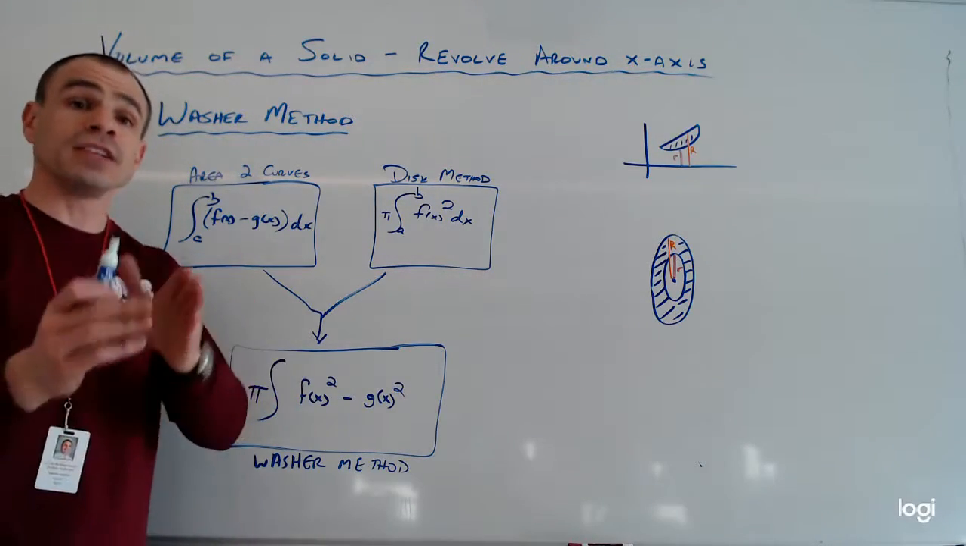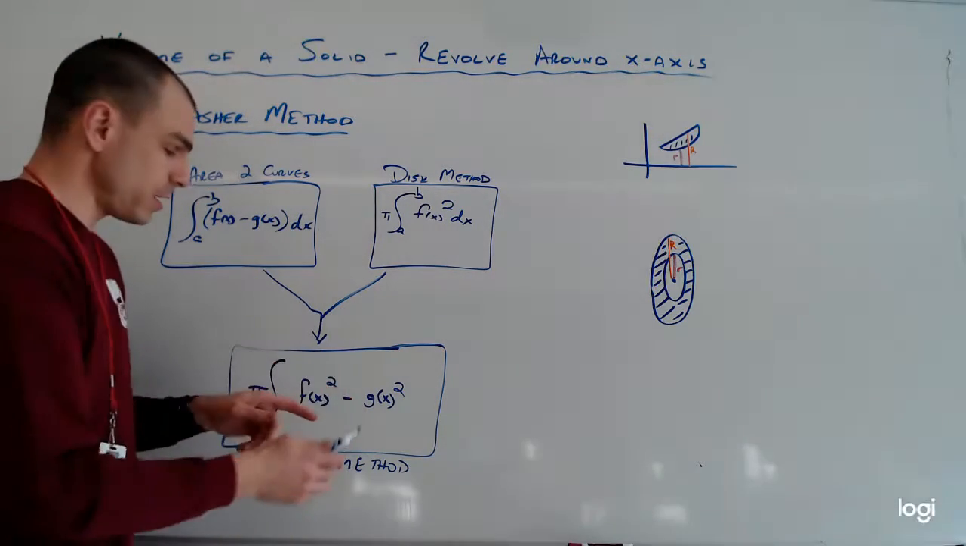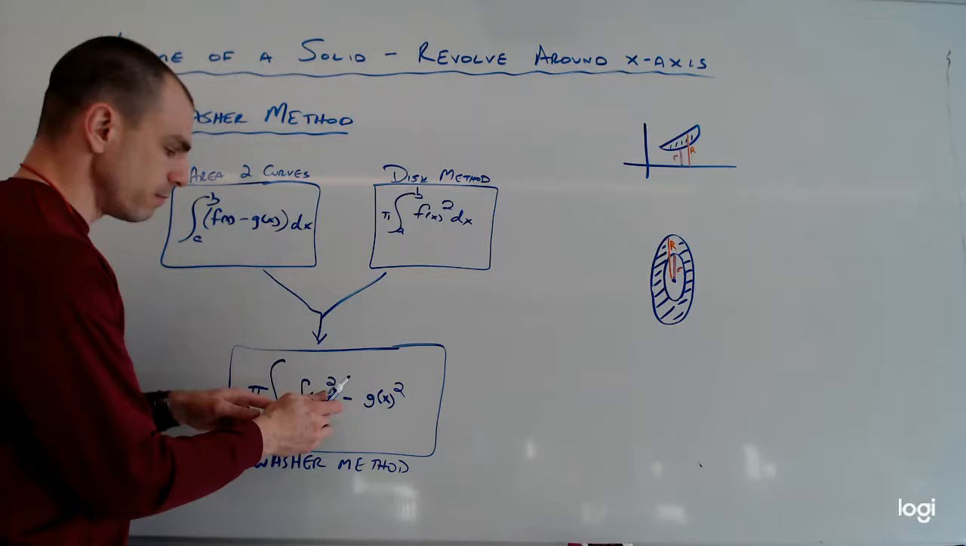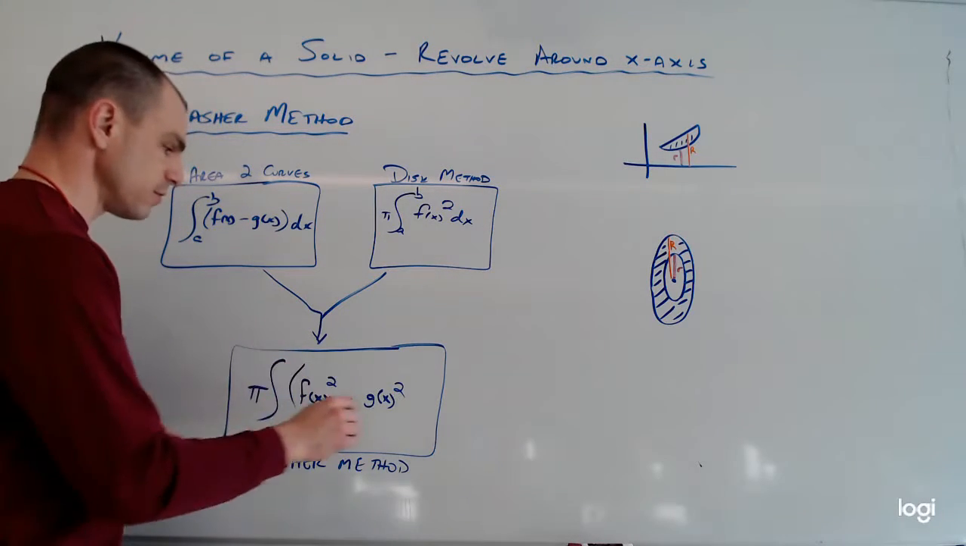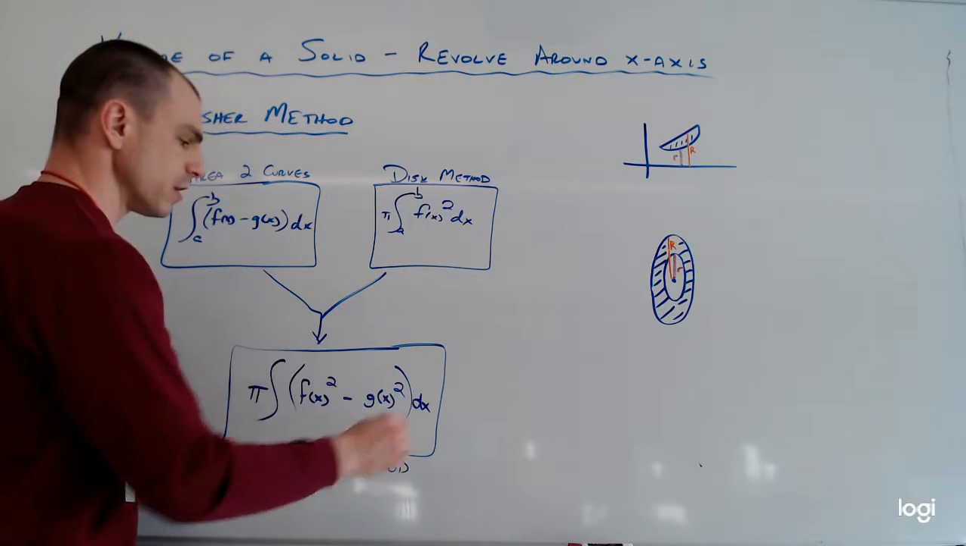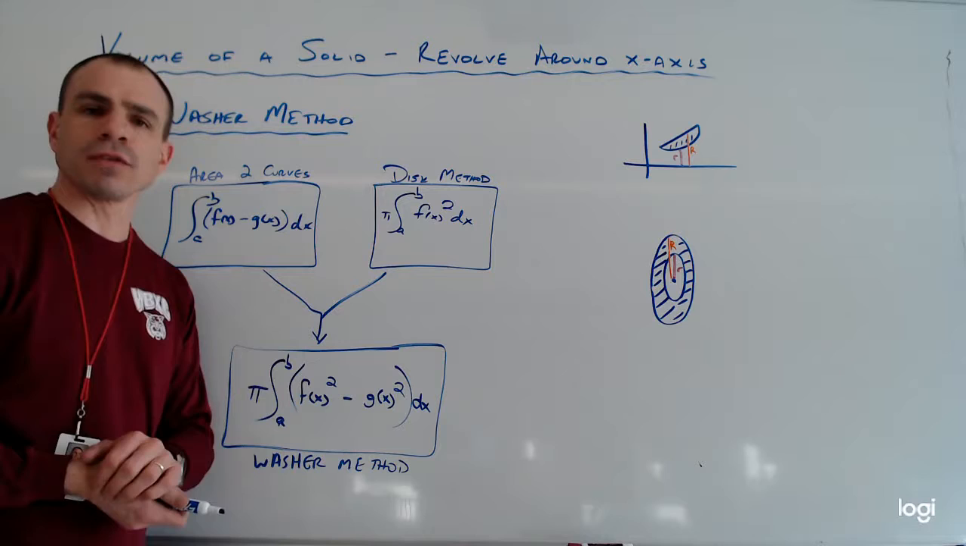So just be careful, it's each one squared. It's not the difference squared, it's each square, and we're finding the difference of that. All right, so now we wrap that because of course we need our differential, and it's happening as x goes from a to b.